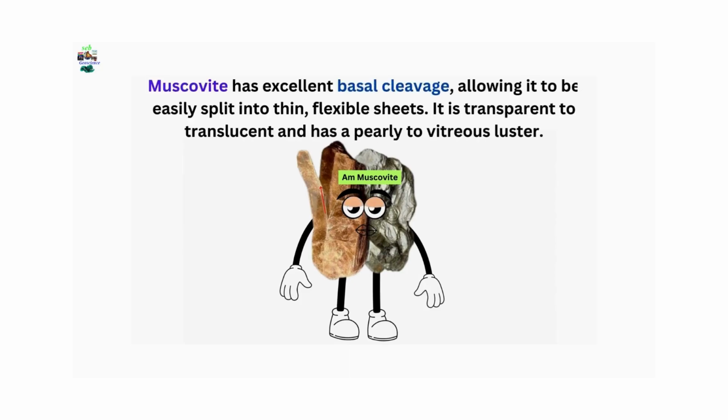Muscovite has excellent basal cleavage, allowing it to be what? Easily split into thin sheets, biaxial sheets. It is transparent to translucent, with pearly to vitreous luster. Transparent to translucent, that's one property, and another property, okay? It is also pearly to vitreous luster.